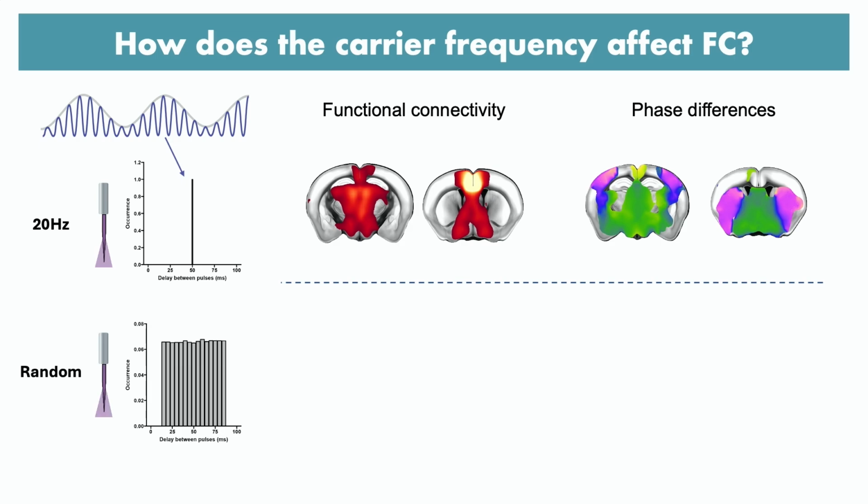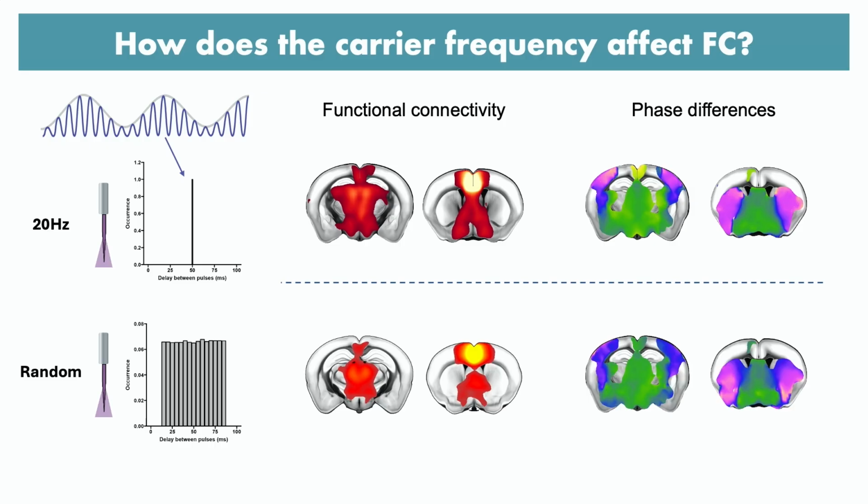And essentially what we did is, instead of fixing that carrier frequency at a single 20 hertz, we just introduced delays that were randomly distributed, therefore all equally likely, and then redid the study. And in fact, when we did that, we got the very same effect. And this verified, at least with this paradigm, that the carrier frequency seemed to have minimal effect on our results.